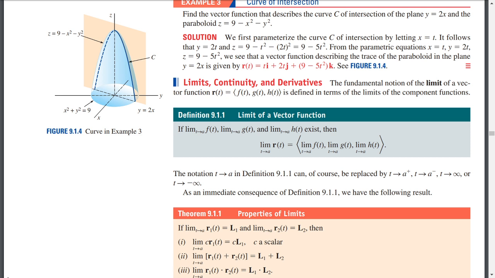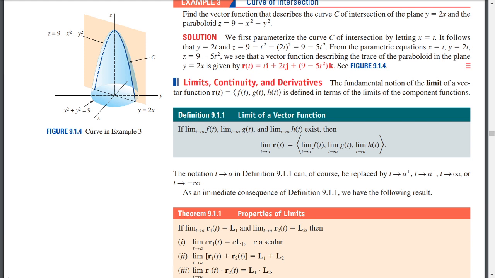The limit of a vector function r of t equal to the vector f of t, g of t, h of t is defined in terms of the limits of the component functions. The mathematical definition is as follows. If limit t tends to a of f of t, limit t tends to a of g of t, and limit t tends to a of h of t exist, then limit t tends to a of r of t equals the vector limit t tends to a of f of t, comma, limit t tends to a of g of t, comma, limit t tends to a of h of t.